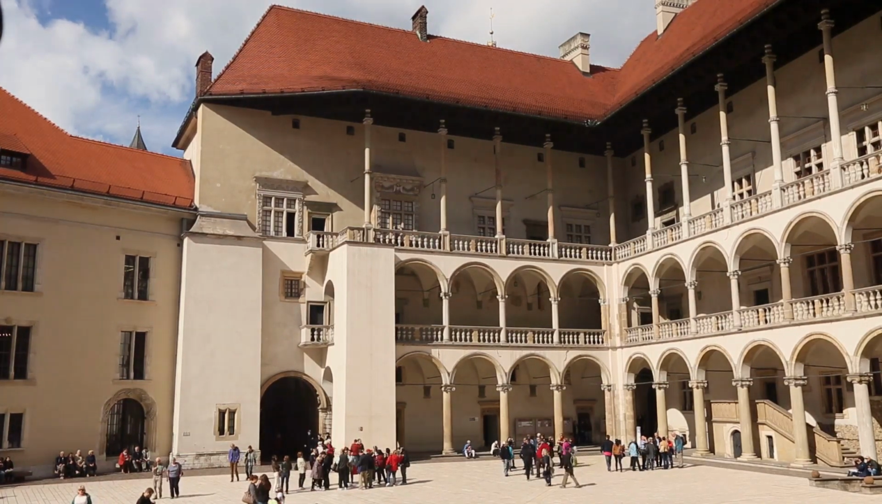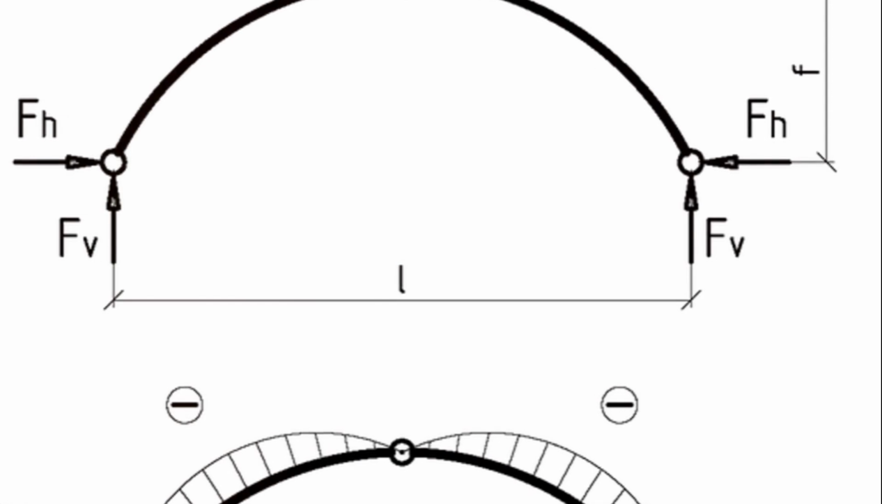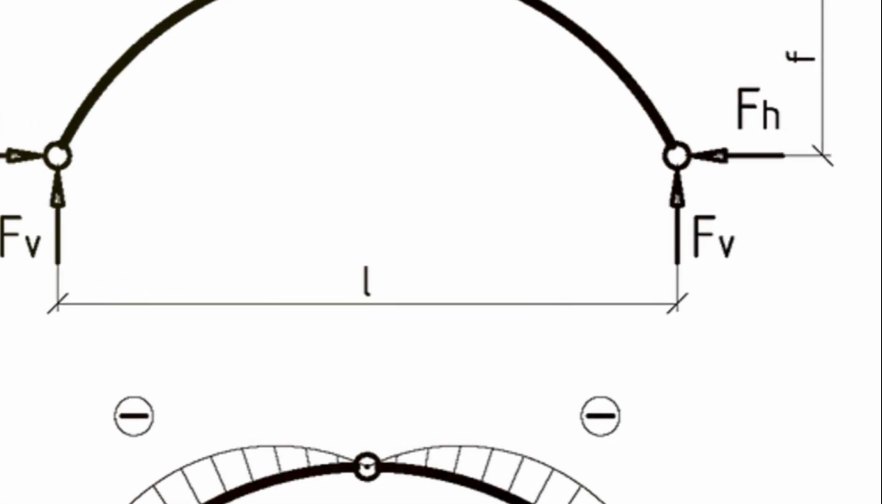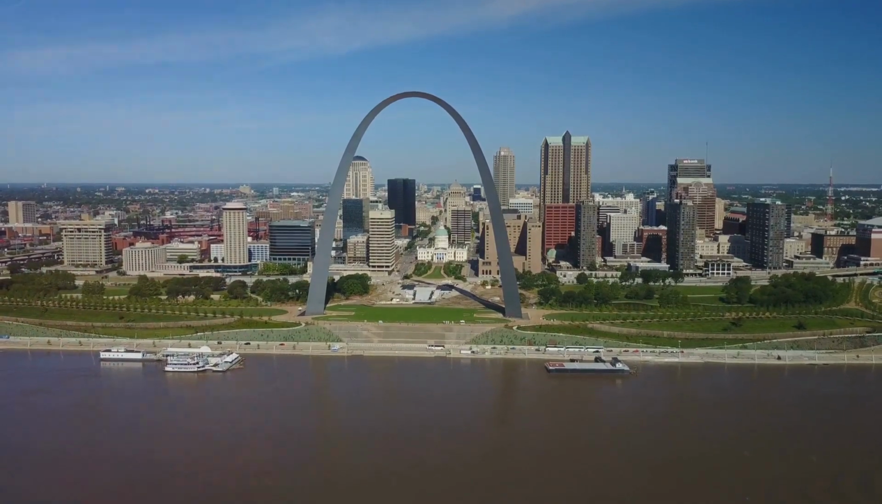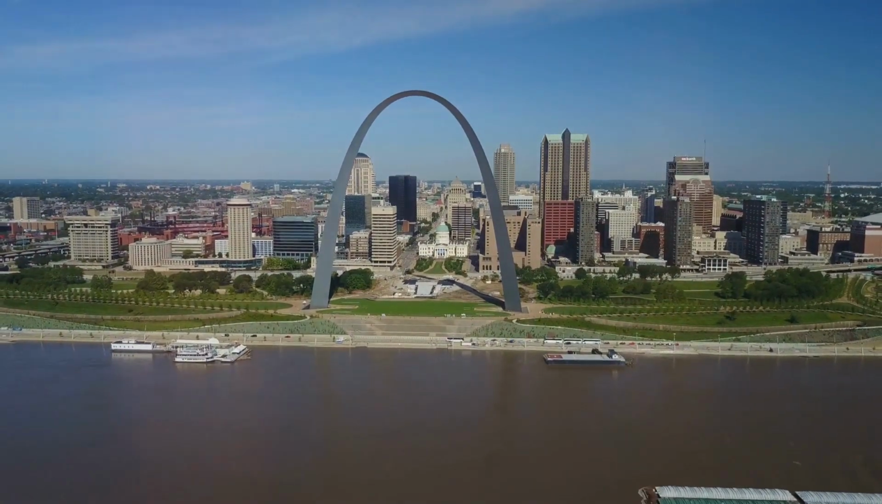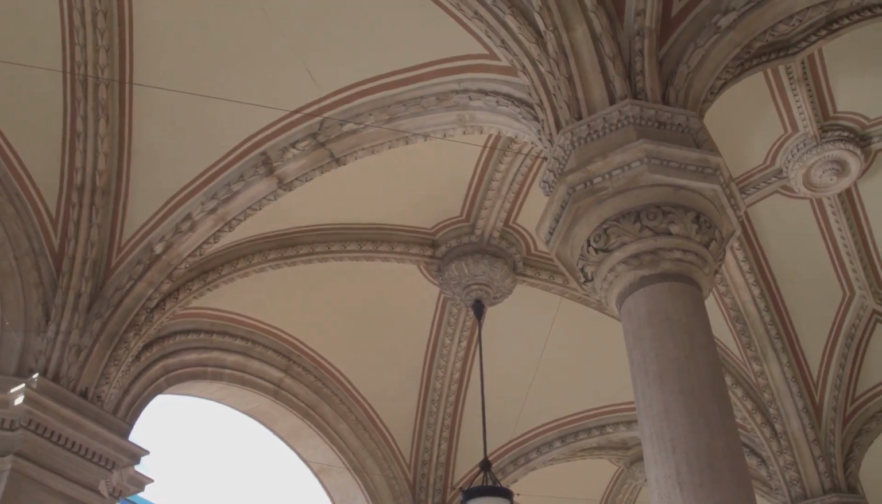Now let's touch on a special type of arch: the three-hinged arch. This arch has hinges at each end and one at the crown, which is the highest point of the arch. These hinges allow the arch to move slightly under load, reducing the stress on the structure and making it more resistant to damage from loads like snow or wind.